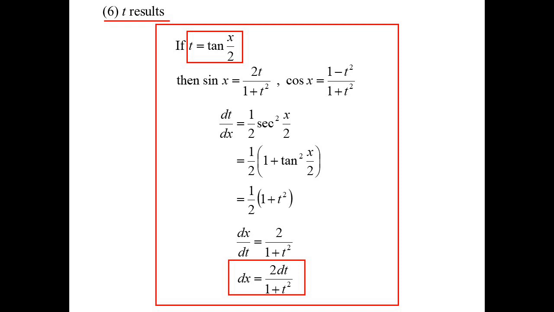You'll notice I've boxed those two things. You don't have to go and derive that every time. It's just another t result. In the same way that we just quote sin x is 2t on 1 plus t squared, we can just quote dx is 2 dt on 1 plus t squared. That is the t result.